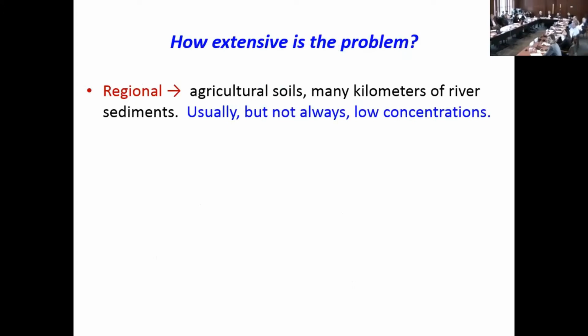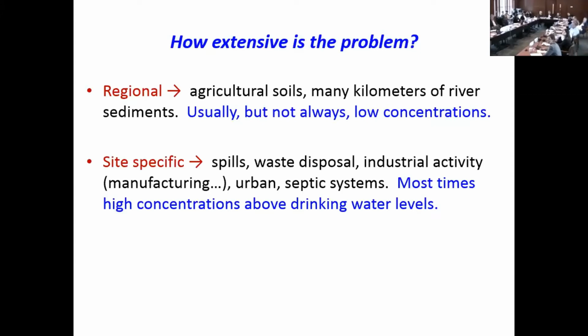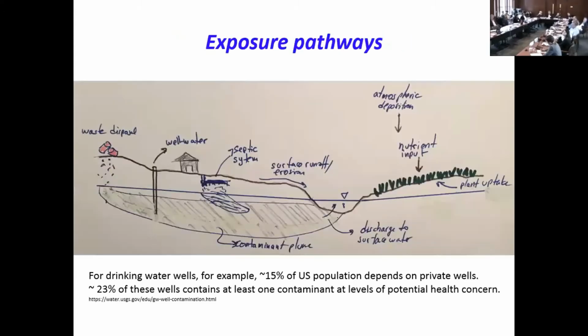There are problems in Eastern Europe. During Soviet times, they applied lots of fertilizers, phosphate from central ores in Africa that were high in cadmium. So some areas are reasonably high in cadmium, but below toxicity levels. Then there are site-specific problems. We're talking about spills, disposals, industrial activity. Most of the time we have high concentrations there, exceeding drinking water standards.